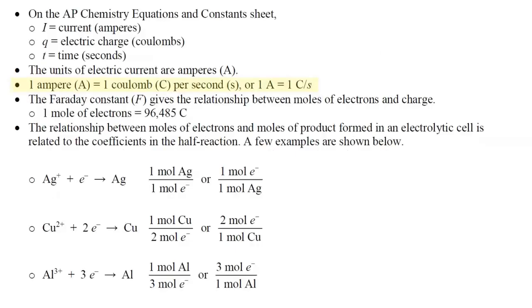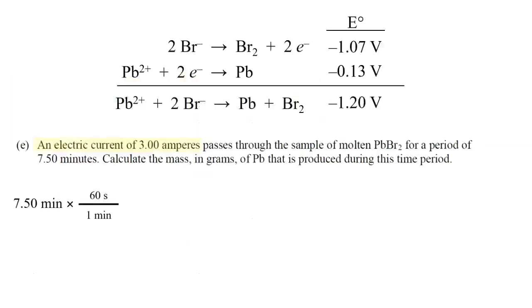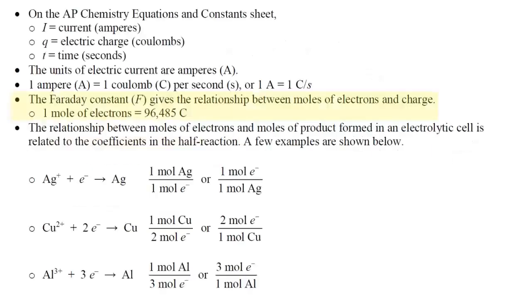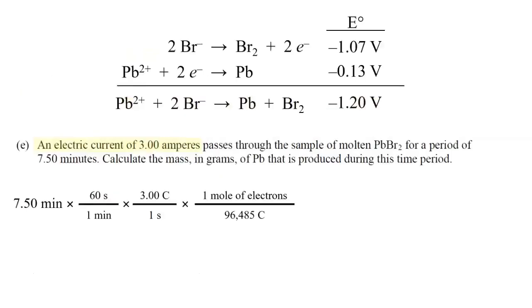So there's 1 coulomb per second. That means if we have 3.00 amperes, that would be 3.00 coulombs of electric charge for every 1 second. Now, I'd like to convert from units of coulombs to moles of electrons, and I'll use the Faraday constant to do that. So for every 1 mole of electrons, that would be 96,485 coulombs. That's my next conversion factor, that 1 mole of electrons for every 96,485 coulombs.